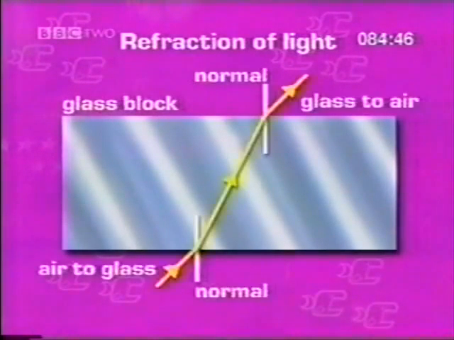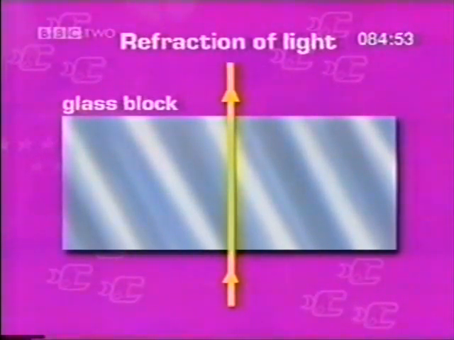Refraction is caused by the speed of the light changing as it passes into one substance from another. But be warned, if the light passes into and out of one of these transparent materials at right angles to the surface, then the light ray passes through with no change of direction.